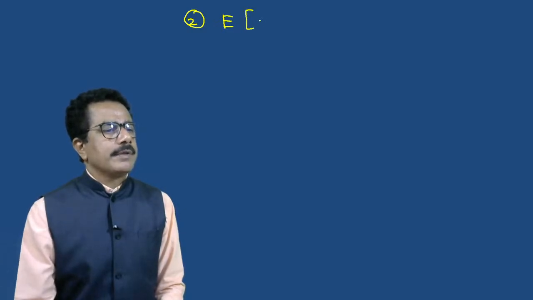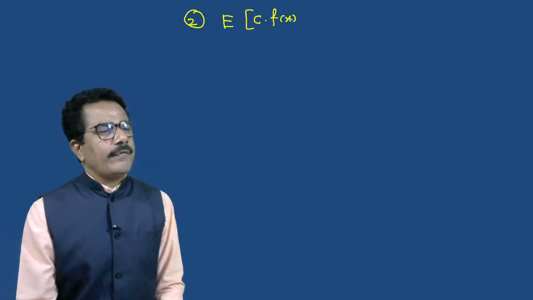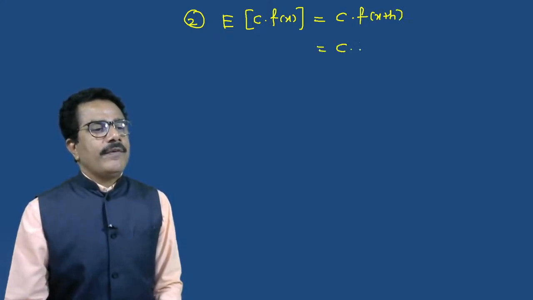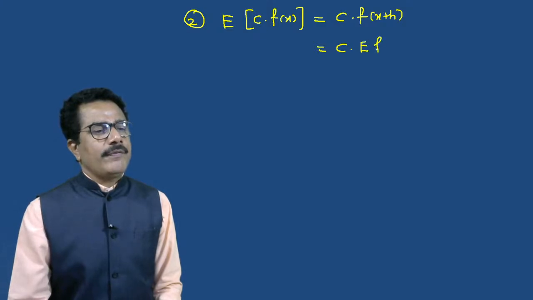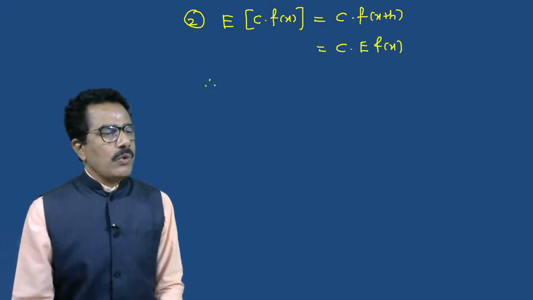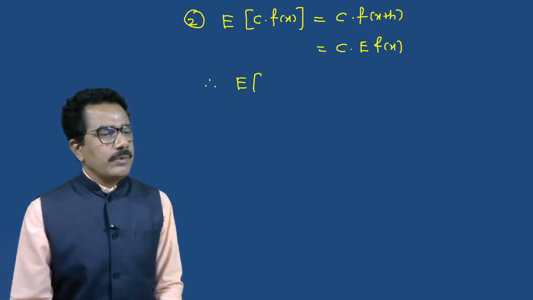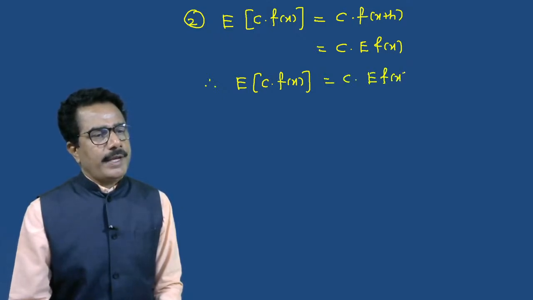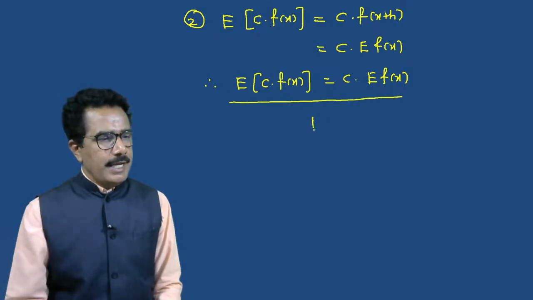Same process for E. Second, E of c into f of x can be written as c into f of x plus h. C as it is, f of x plus h can be written as E of f of x. So we get E of c f of x, which is equal to c into E of f of x. See this, and hence proved.